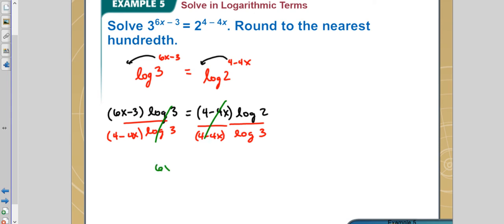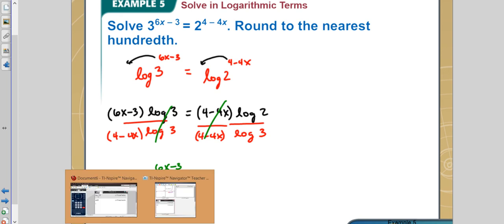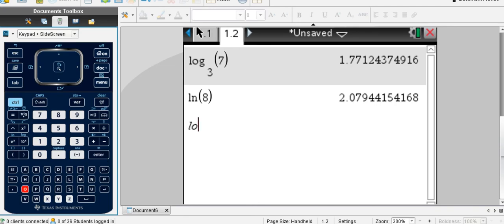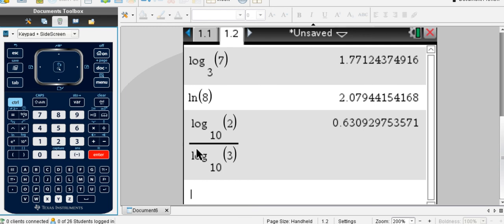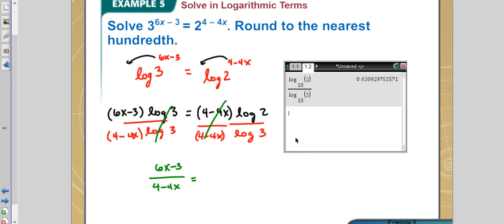And so now I know that 6x minus 3 over 4 minus 4x will equal, and I just type this in the calculator, log 2, I use the parentheses around it, divided by log of 3. And so there's our value there. So I'm going to take this over. All right, so now we know that log of 2 divided by log of 3 is 0.6. Since we're going to the nearest hundredth, it would be 0.63.